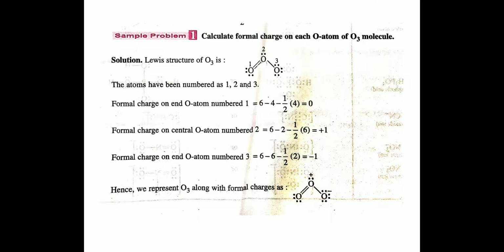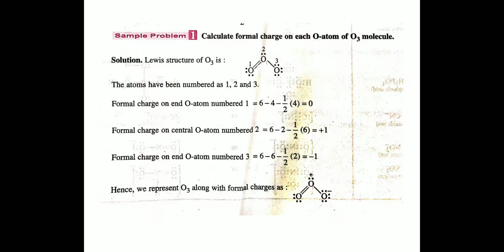Secondly, the formal charge on oxygen number 2 equals 6, which is the number of valence electrons on oxygen, minus 2, the number of electrons in lone pair, since there is one lone pair, minus half the number of shared electrons. Since 3 bonds are linked with oxygen number 2, the number of shared electrons is 6, and it gives us a formal charge of plus 1.